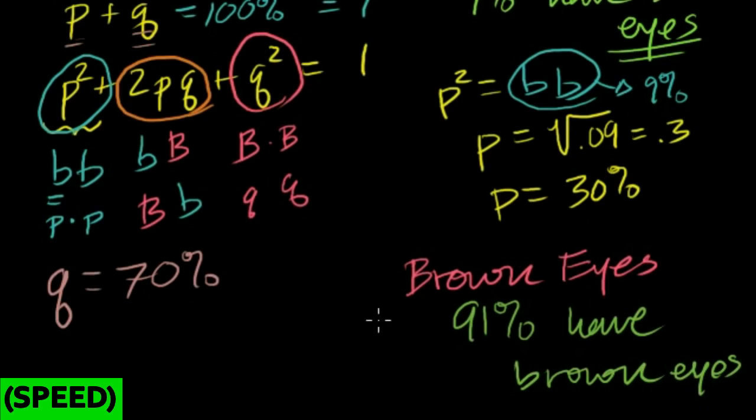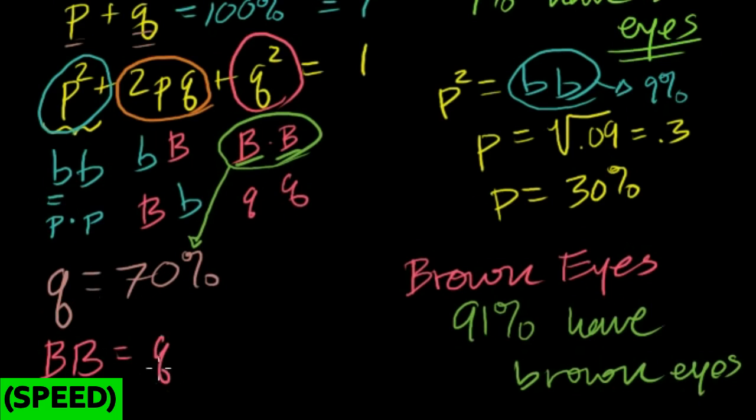Now, we just said 9% have blue eyes, 91% have brown eyes. What percentage of the population are going to be homozygous for brown eyes? So they need to have the capital B from both parents. Well, we know that the frequency of the capital B allele is 70%. So what percent are going to be homozygous dominant? The frequency is going to be Q squared. They're going to have to get an uppercase B from each parent. So that's going to be 0.7 squared, which is equal to 0.49, or 49%.